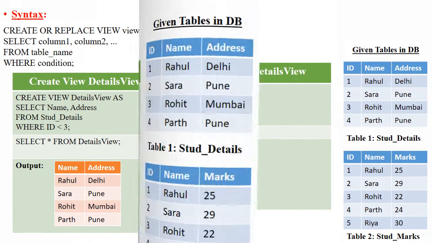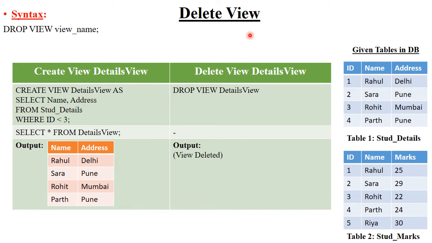Next. The next thing is delete view. Suppose you need to delete view from the database. So how to delete? See here. So for deleting purpose, you need to use drop keyword. Okay. See here. So this view you already created. Okay. Previously. That is name and address. Now you need to delete those views.